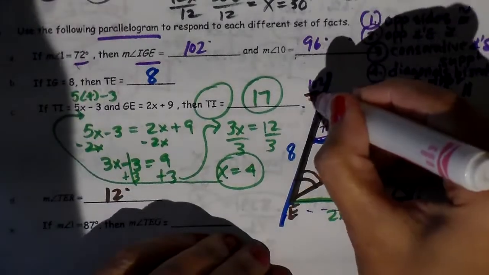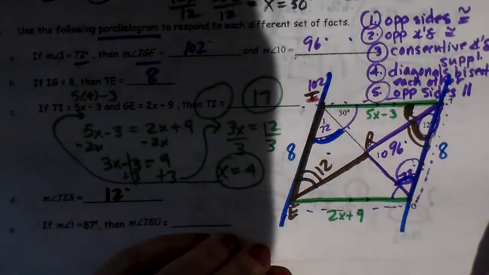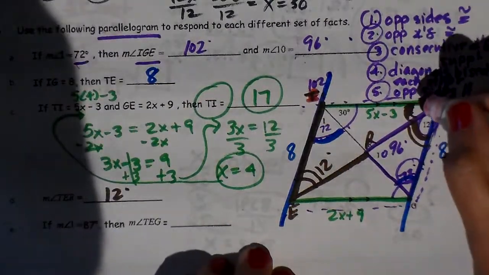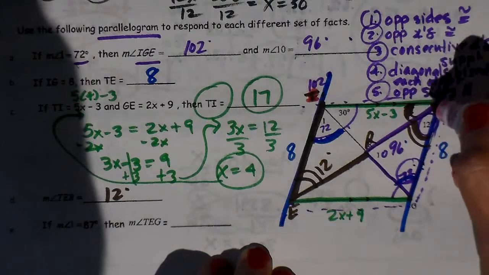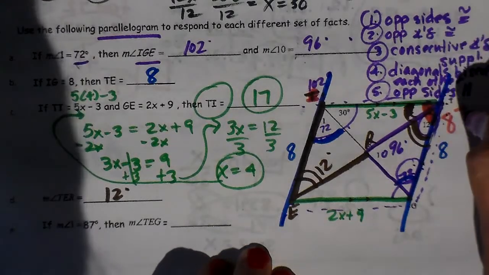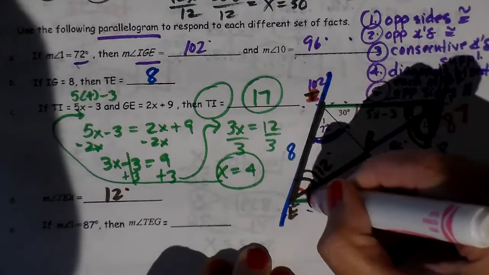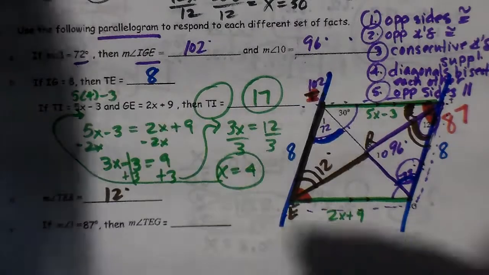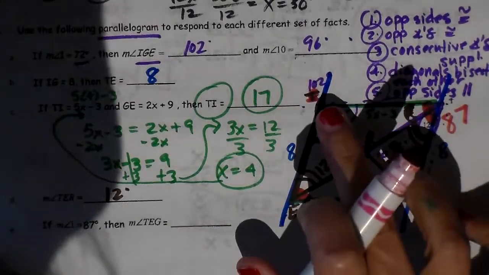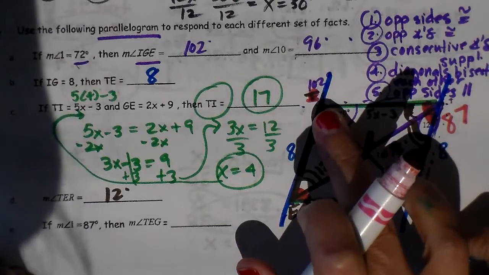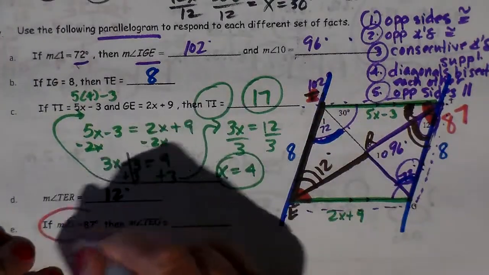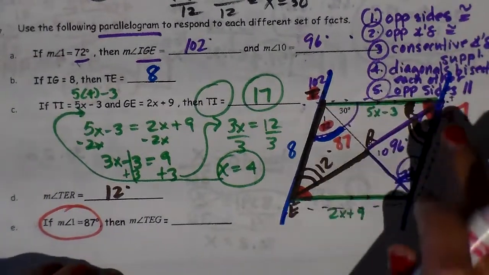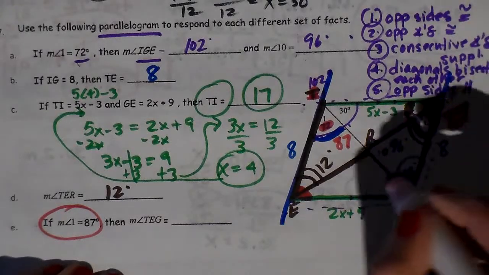Now angle I is up here. Oops, sorry, that's T. The measure of angle I is 87. Okay? So it's asking, if this guy is 87, what is the measure of this guy? Well, what do you know about opposite angles in a parallelogram? They are congruent. So since this is T, the measure of angle 1, my bad, it's measure of angle 1. So if measure of angle 1 is 87, then what's TEG, which is this guy, okay?